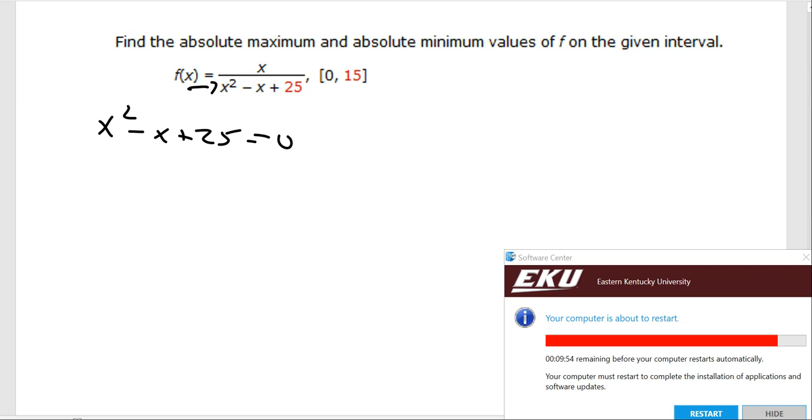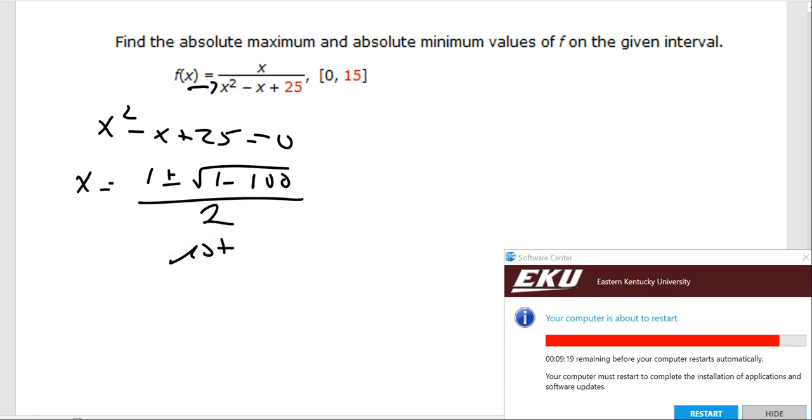between 0 and 15? So will this thing factor? And the answer to that is no. You can't find two numbers that multiply to be 25 but add up to be -1. So I'm thinking about the quadratic formula again. 1 plus or minus the square root of b squared minus 4ac. So that'd be minus 100 over 2a. So again, that's not real, so it's continuous.